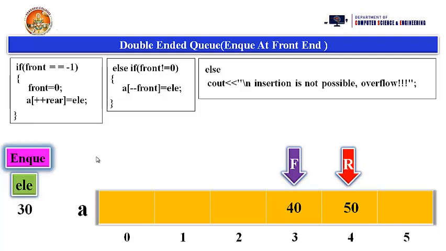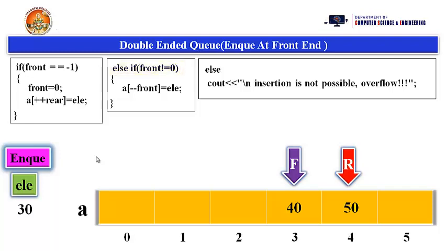So follow the code. If front equal -1, so what is the front value? It is pointing to the third index position, so it is not equal to -1. So then go to the else if statement. Front not equal to 0. What is the front value here? It is the third index position. Yes, it is not equal to 0. So the condition is satisfied.